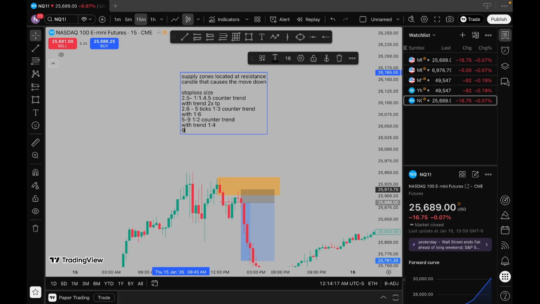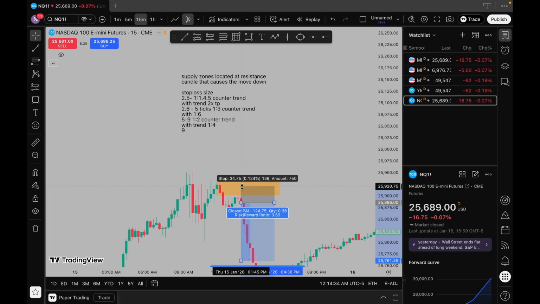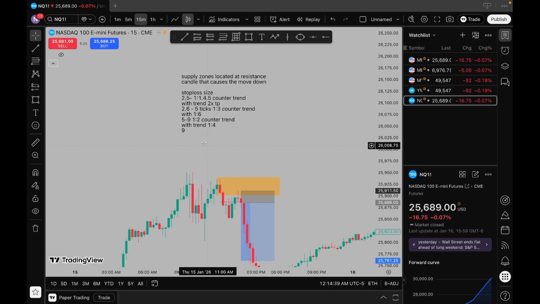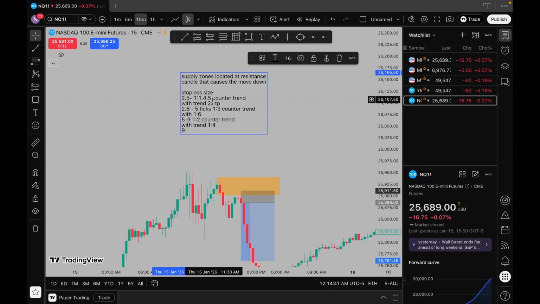You guys following? So it has to have a minimum of 2.5 ticks. So let's say this stop loss, you pulled it up to the wick, and this stop loss was only 1.5. You have to move the stop loss to make it a 2.5. And then your take profit is 1 to 4.5 on the counter trend. And any with trend trades following the trend, you can double your TP.